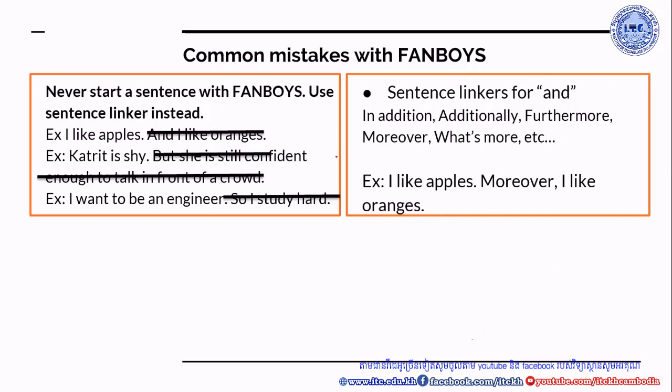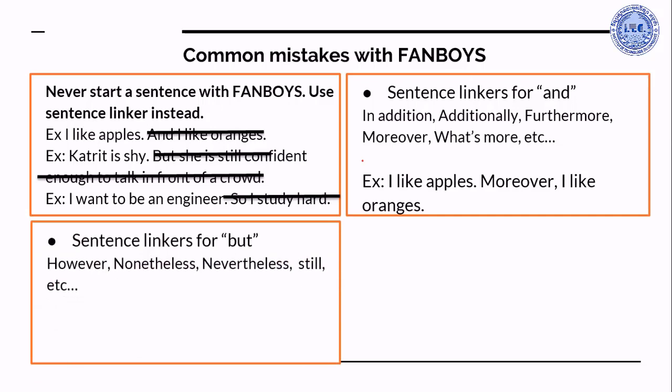Look at the example. I like apples. Moreover, I like oranges. Instead of saying and I like oranges, you can use moreover to start a sentence, and it looks fancier, it looks more academic than just and. Okay, so use these words instead of saying and. The sentence linkers for but: instead of saying but, you can say however, nonetheless, nevertheless, still.